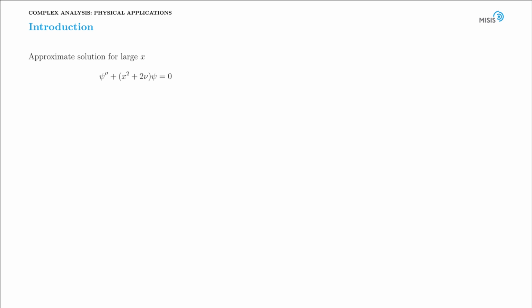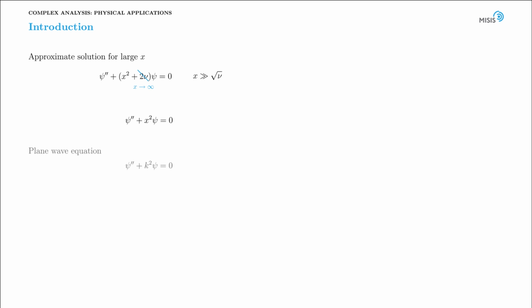So we need to find the approximate solution of our differential equation for large x. The first step is to drop 2 nu comparing to x squared in the second term. And this is our exact condition on x being actually large. Now we have a simplified equation.